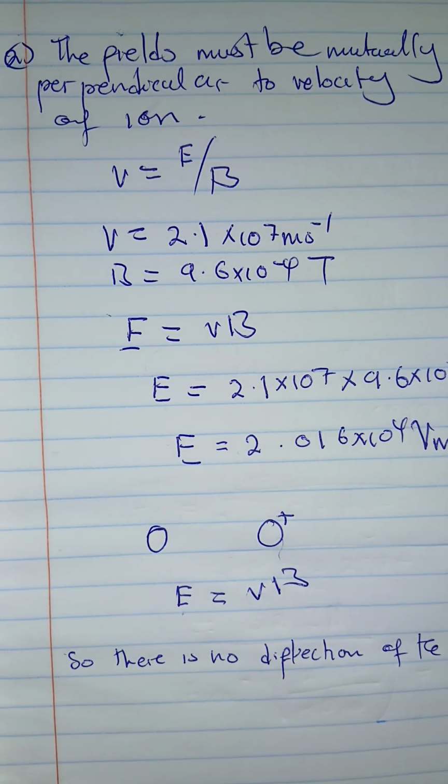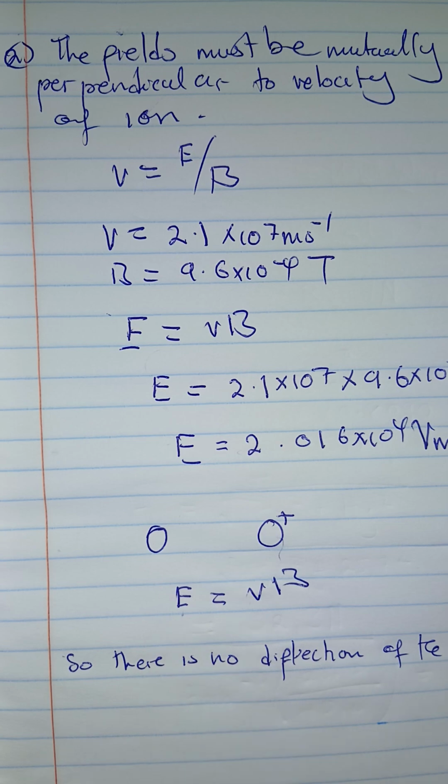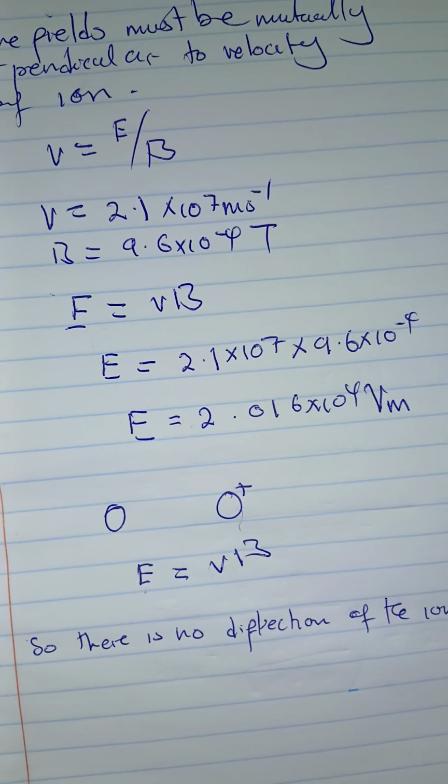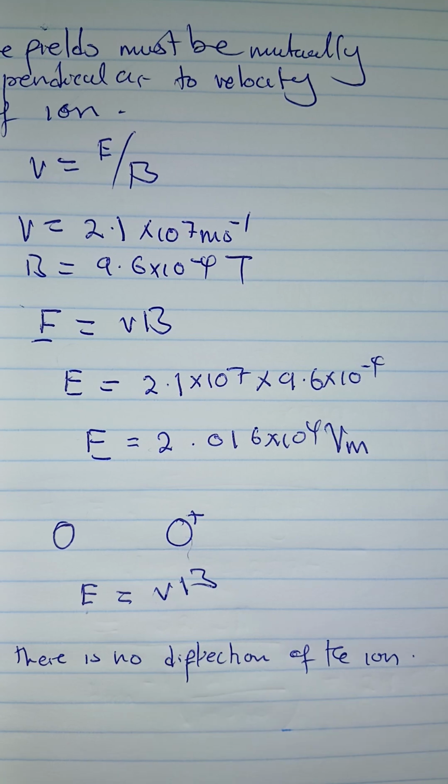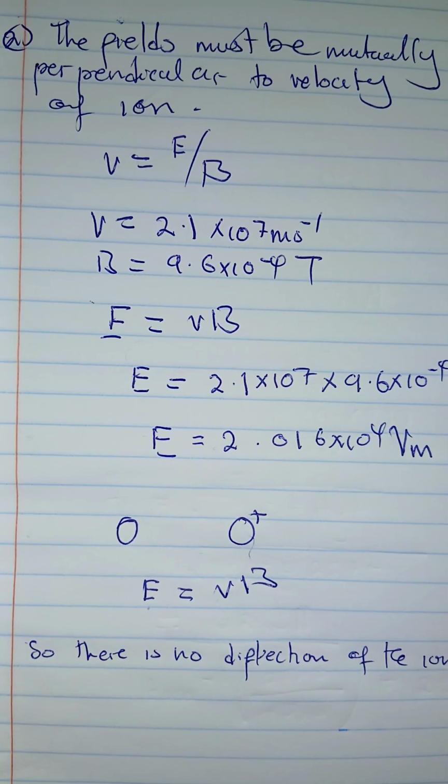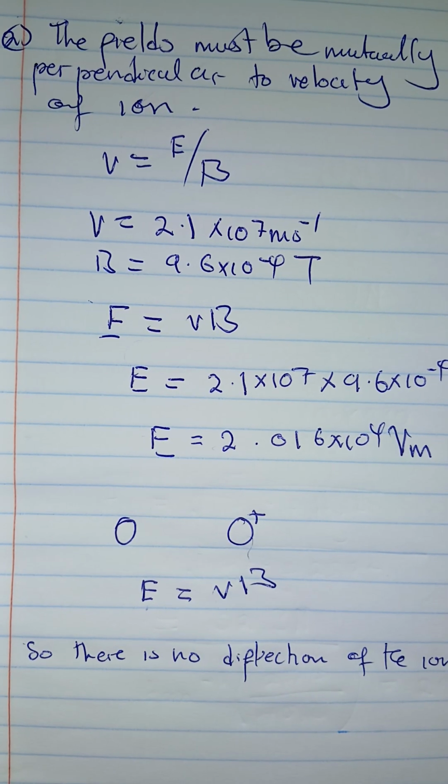But if it was a magnetic field only or an electric field only, there was going to be curvature of the ion. But since the electric and the magnetic field did not change, there is not going to be any deflection of the ion.